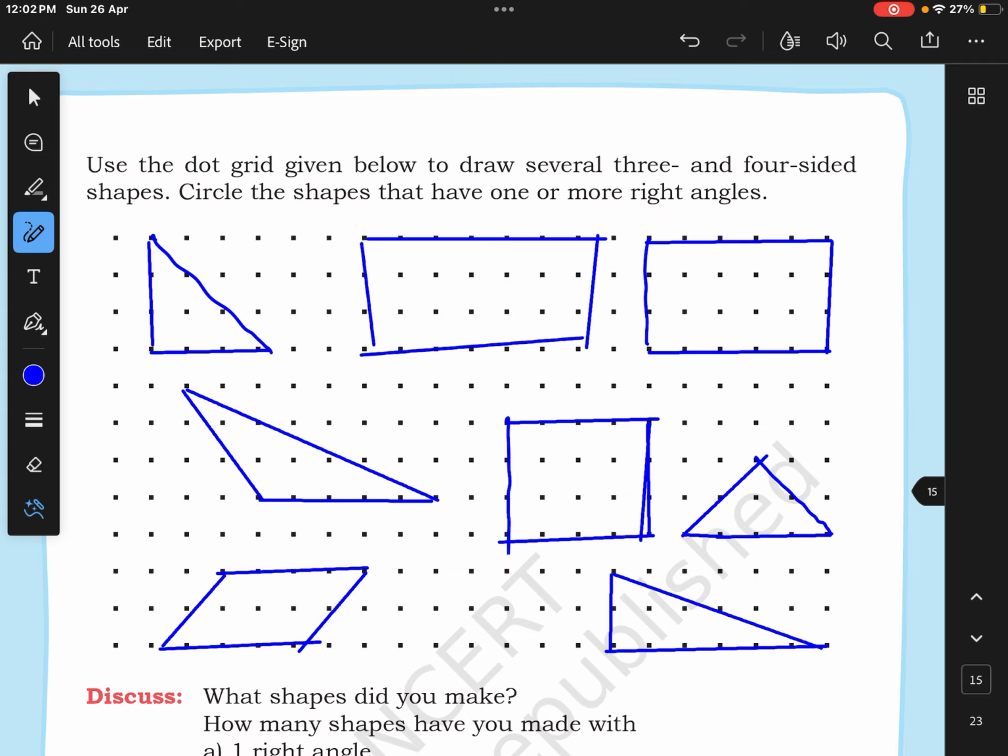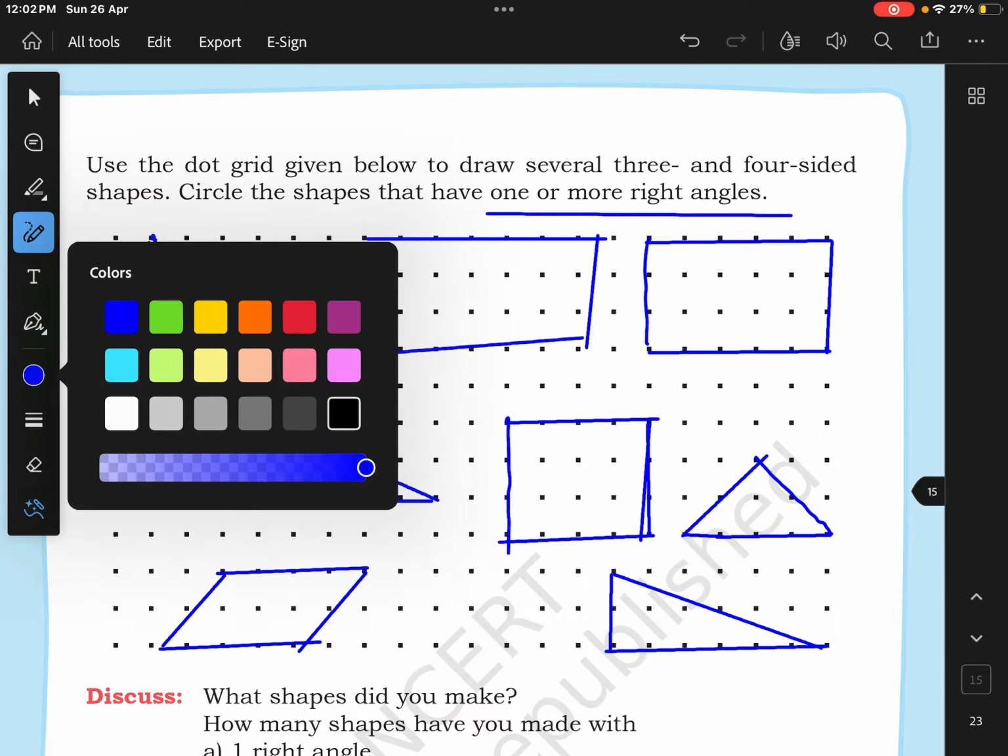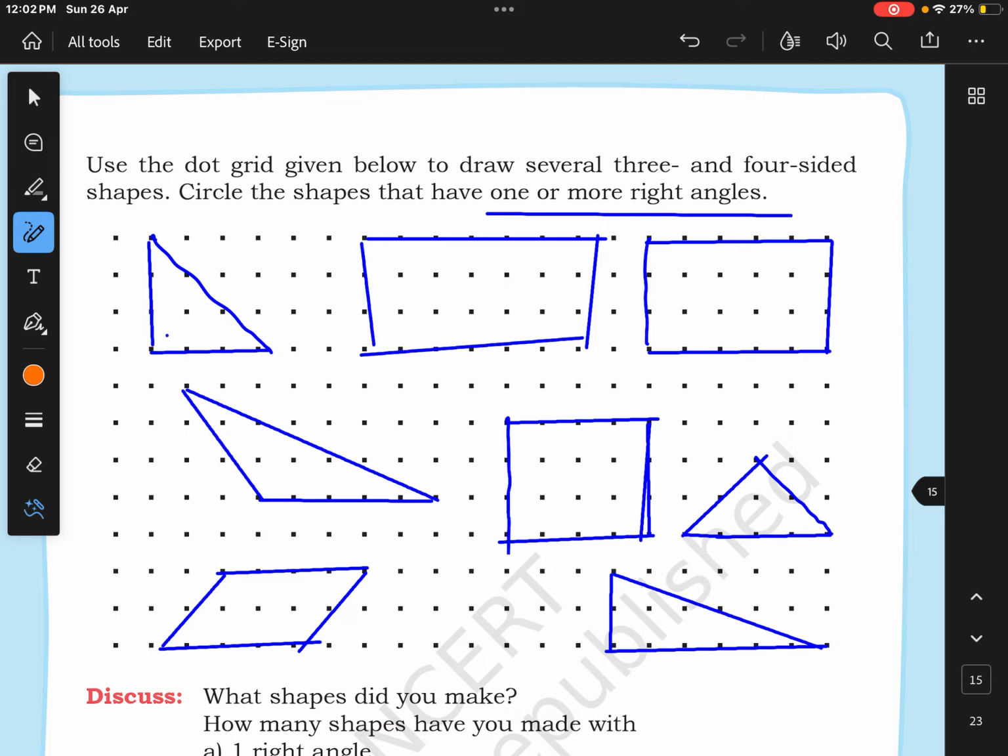Okay. So what you have to do? Draw several 3 and 4 sided shapes. You have drawn them. Circle the shapes that have one or more right angles. So this shape has one right angle, you can see. So we'll circle it. This shape does not have any right angles, so we will not circle it.